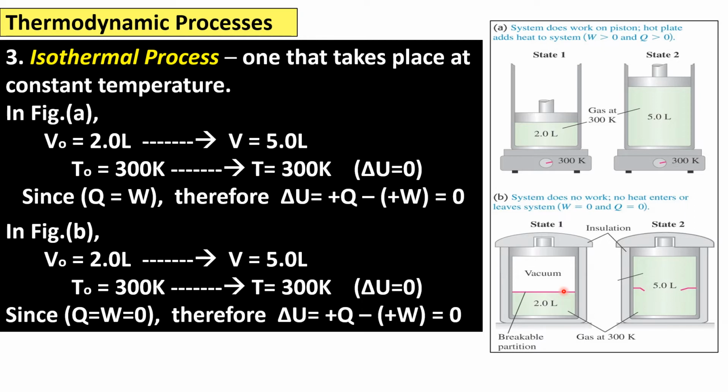Because the chamber is well insulated, the temperature of the system doesn't change. We keep it at 300 Kelvin. That's why it's called isothermal. No change in temperature. But the moment the partition breaks, the gas in the lower compartment starts to expand until the whole space inside is occupied by the gas, amounting to a volume of 5 liters. So there is an increase in the volume from 2 liters to 5 liters.